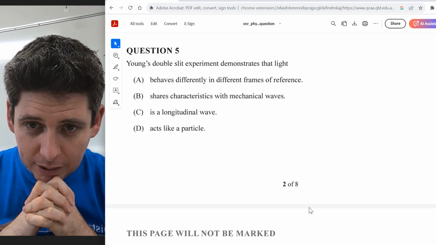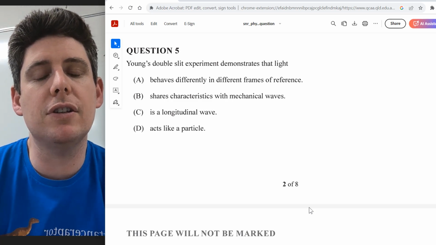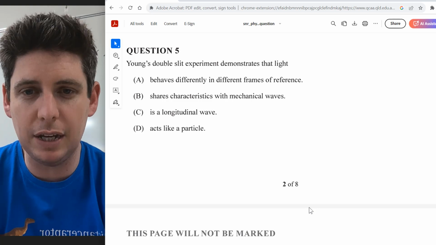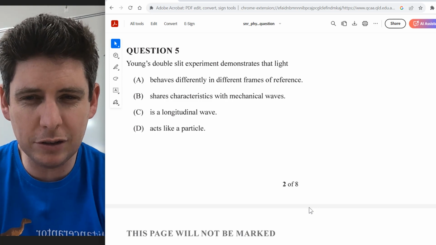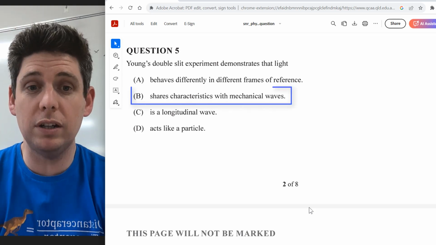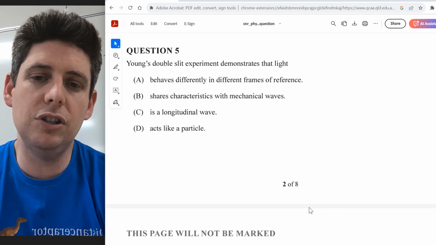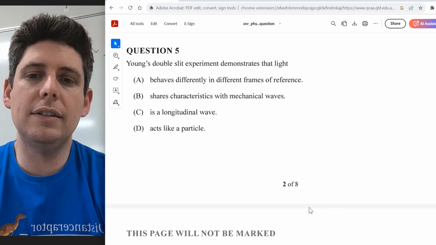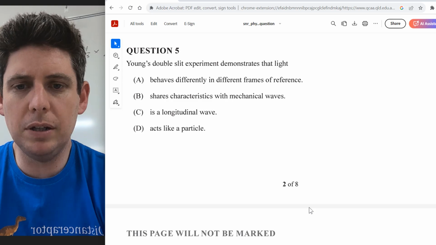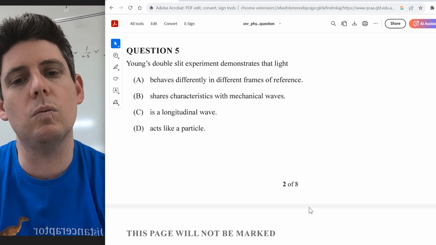So A says behaves differently in different frames of reference. This has nothing to do with frames of reference in the slit experiment. So A is incorrect. B shares characteristics with mechanical waves. That's what it discovered. So B is correct. C is a longitudinal wave. No. And in the slit experiment, it didn't find that it acts like a particle.